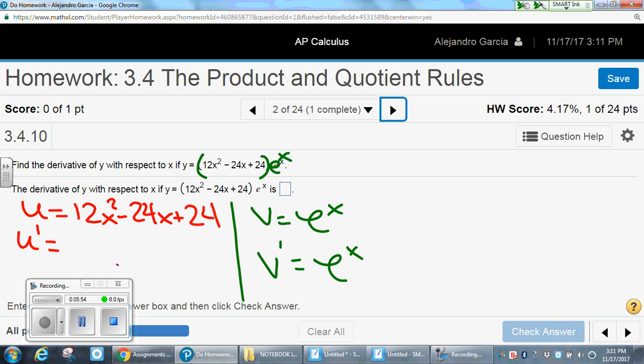Oh, okay. No, it's okay. So then let's get the derivative of u. So that will be 24x minus 24. You guys agree? Okay, so now we're going to use the formula. And so we're going to be using u prime v plus u v prime.